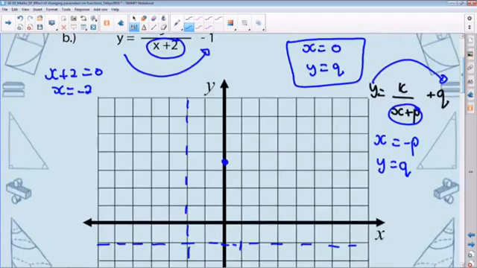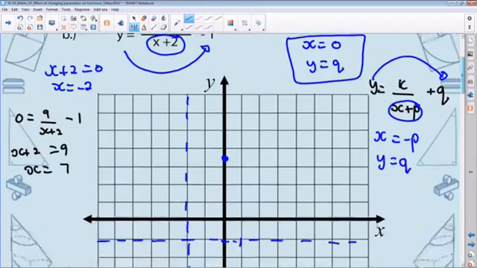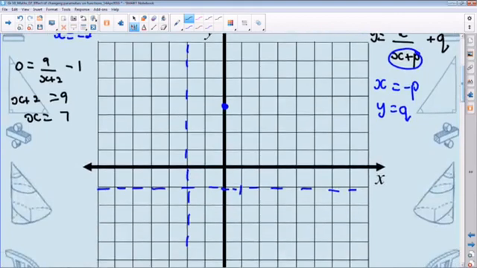And then for x, you make y equals 0, and then you solve for x. If you solve for x here, guys, you have 0 equals 9 over x plus 2, minus 1. Transpose the minus 1, and then you multiply by x plus 2 throughout. You get x plus 2 is 9, then x is 7. Then you go to your x, which is 7: 1, 2, 3, 4, 5, 6, 7. And then it's not going to touch the asymptotes.